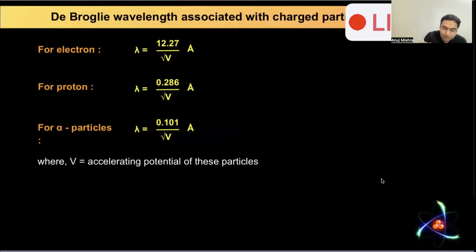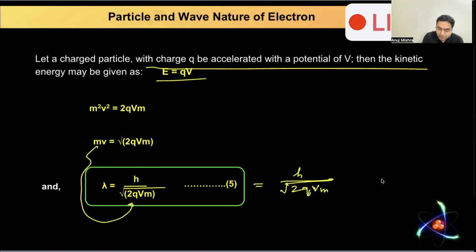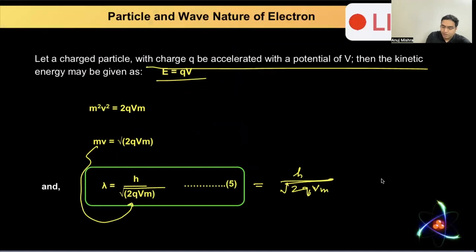So what you have done is you have put the values of H, charge, potential difference, mass, right? And then you're solving the given question. Is it fine?